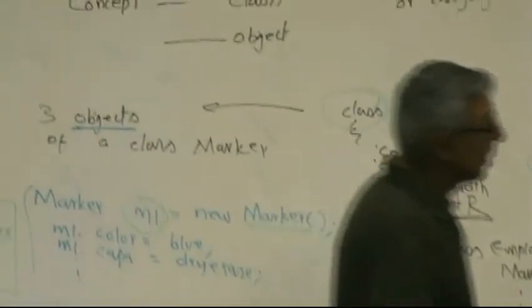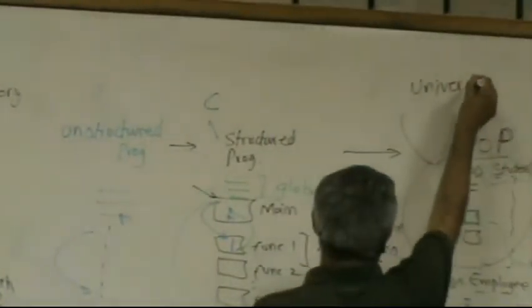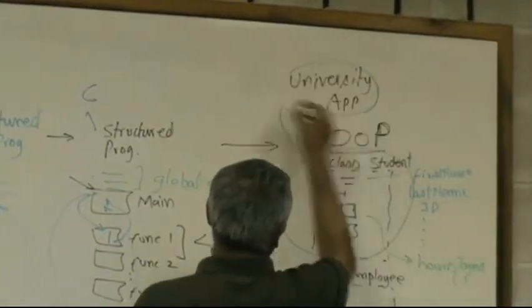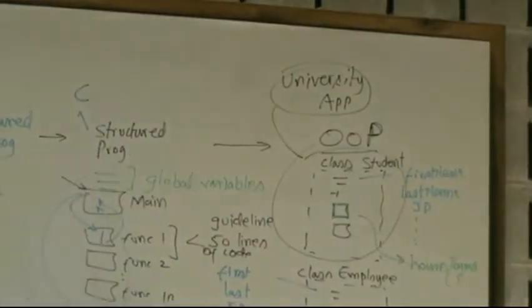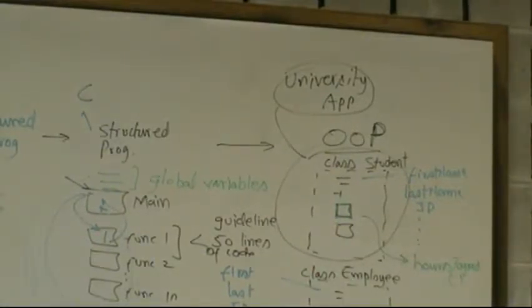Okay, so now let's come to what if we wanted to create, let's say, a university application. Let's try to identify what kind of classes we need to create to represent all operations of a university. Okay, so let's start listing the physical things that exist in a university.